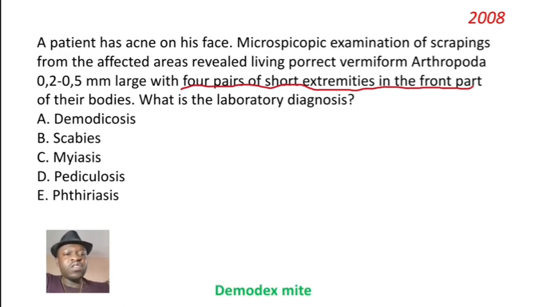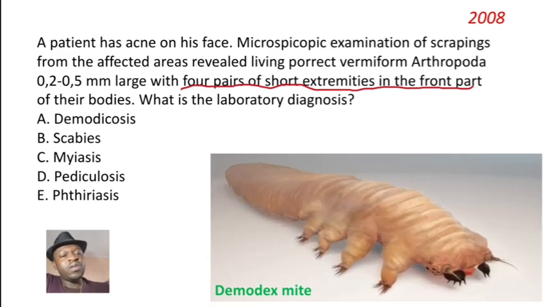And this mite is known as what? Demodex mite, right? And it looks like this. On the front part, that's where you see 4 extremities which are short: 1, 2, 3, 4, right? So 4 pairs, like this side and the other side, right? So it means the diagnosis is demodicosis. Demodicosis is the answer, right?